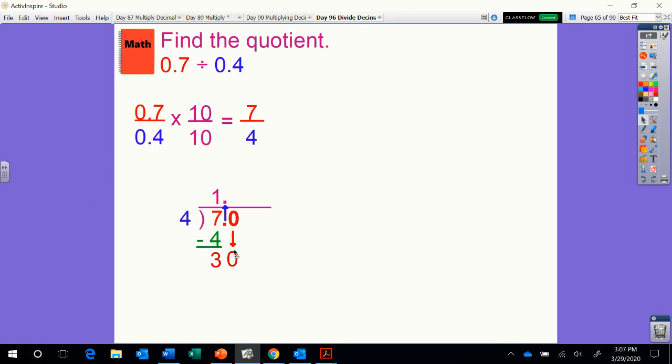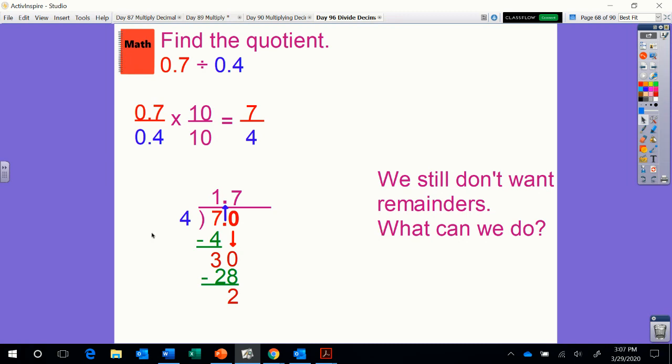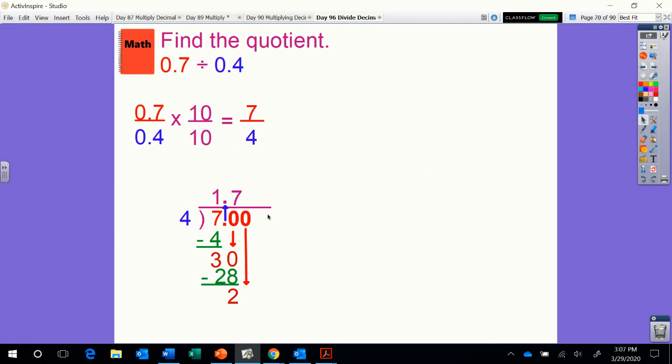Divide. 4 goes into 30 7 times. 7 times 4 is 28. 30 minus 28 is 2. Now we can't have a decimal and a remainder, so we can add another 0. So now we have another 0 to bring down. And this time when we divide, 4 goes into 20 5 times. 5 times 4 is 20. And then we subtract, we get 0.